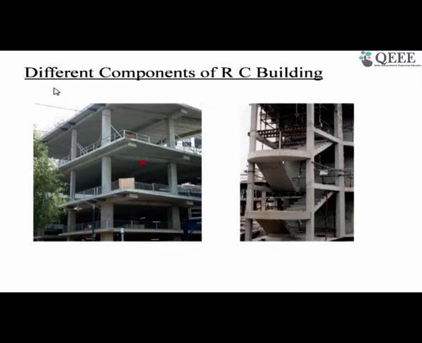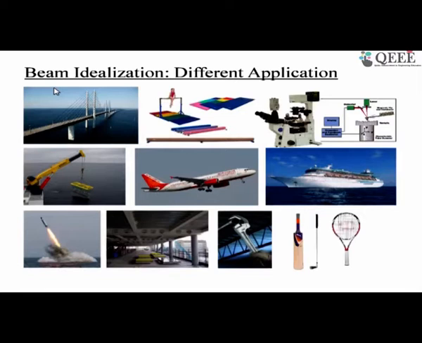Now we'll start how to design. Just before we actually go to the design of beam, I'll try to give you some examples of structures which can be idealized as beam. When we say beam, it's not only confined to civil engineering literature. Many structures can be idealized as beam. For instance, if this is a civil engineering structure, yes, it can be idealized as a beam. But for many other structures, this also can be idealized as a beam.